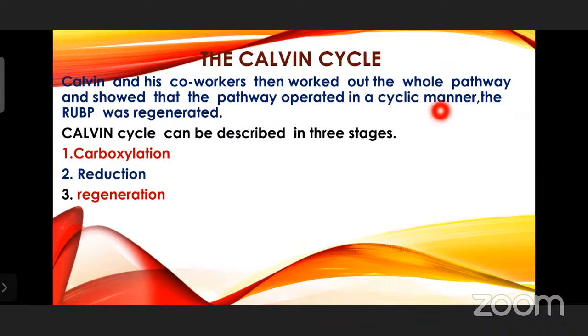So why does it occur in a cyclic manner? For RUBP generation. Again and again, RUBP must be made available for combining with carbon dioxide. All the carbon dioxide molecules entering the leaf must combine with RUBP, so RUBP must be available. For this reason, the entire Calvin cycle goes on in a cyclic manner. And we can describe this Calvin cycle in 3 stages.